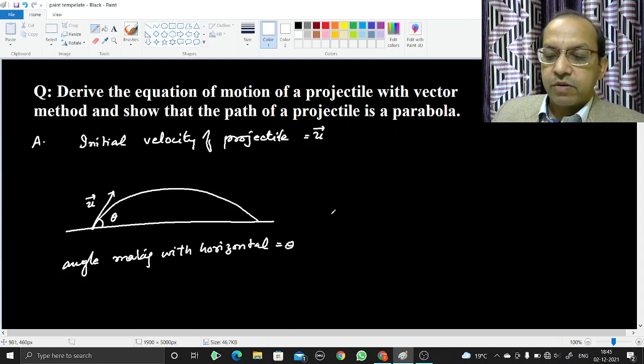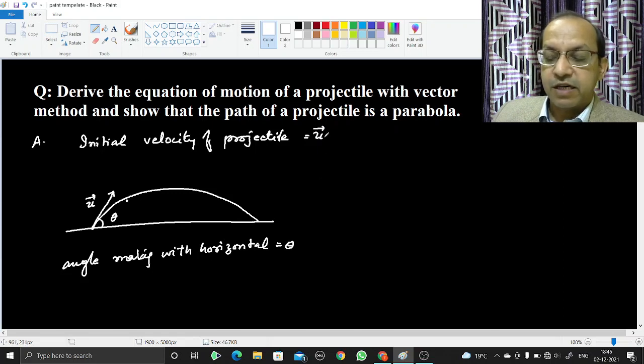Now what is the acceleration of this projectile throughout the path? The only force acting on this projectile is the gravitational force, and it is downwards. That means the acceleration of this projectile is always downward, and the magnitude of acceleration is g. Wherever it is, the acceleration will be downward.